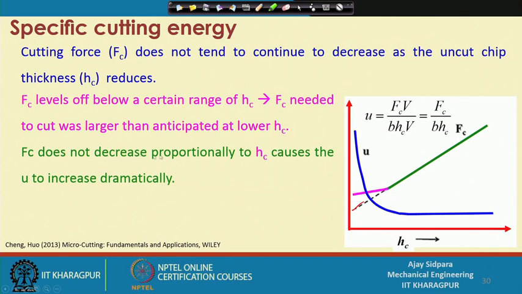and FC does not decrease proportionally to HC, which causes u to increase dramatically. Because now we know that our denominator is in micron, it will be extremely high when we multiply this with the comparatively very high amount of forces in this case. So, your u will definitely be on the higher side in micro machining, right.